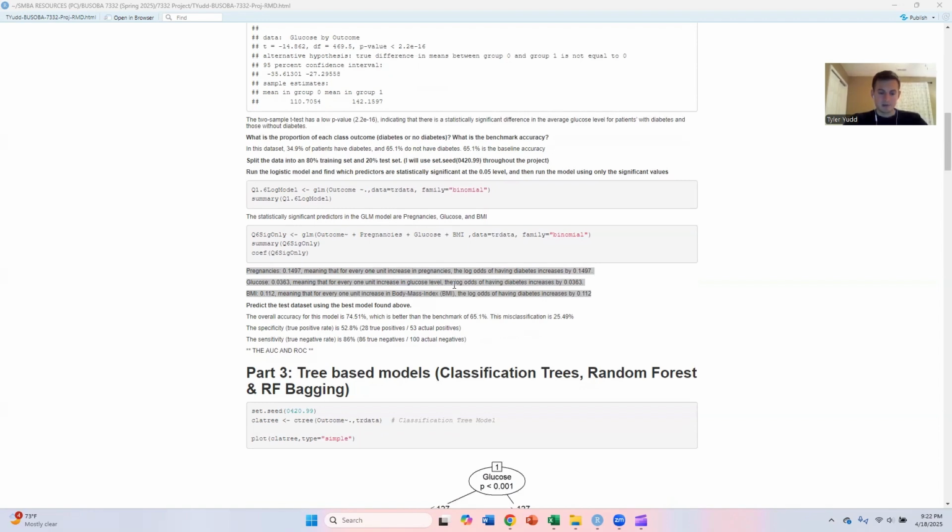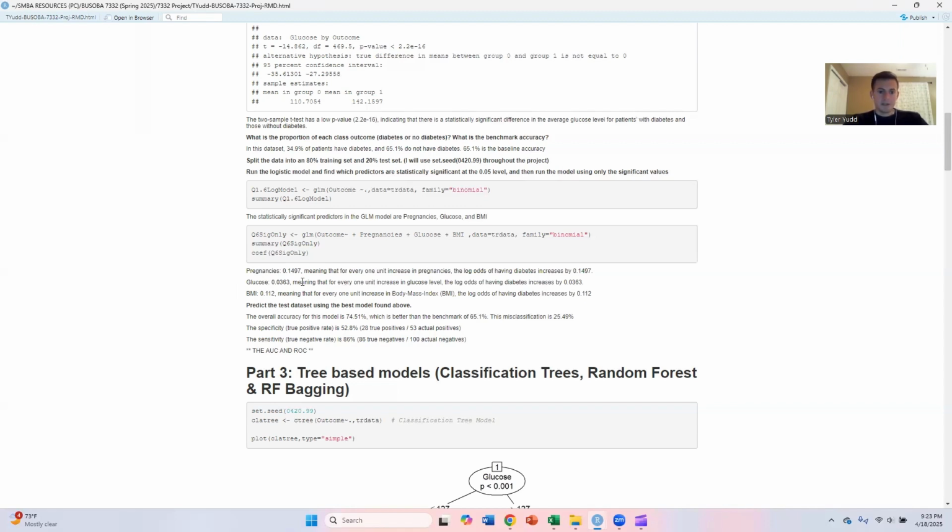I hid the actual output because it was way more lines, but the actual coefficients for this model were pregnancies 0.1497, which meant that for every 1 unit increase in the number of pregnancies that that patient had, the logarithmic odds of that patient having diabetes increases by 0.1497. For glucose was much smaller, 0.04, basically saying that for every 1 unit increase in the patient's glucose level, their logarithmic odds of having diabetes increases by 0.04.